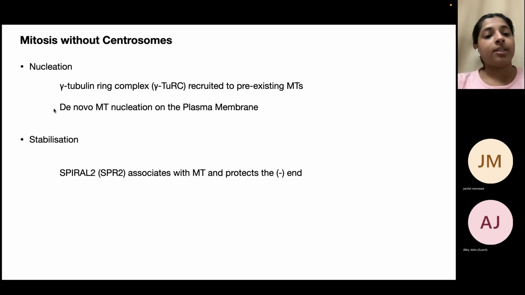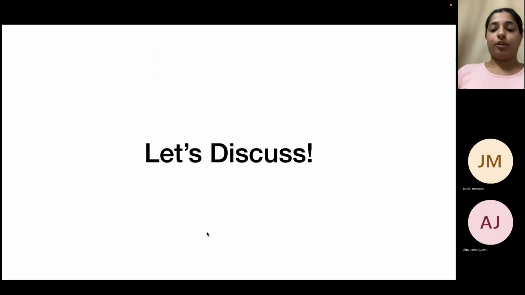The final function of the microtubule was the stabilization of the minus end. In plant cells, there are many proteins, and one such important protein is SPR2. These proteins associate with the minus end of the microtubules and protect it from degradation, and in turn give it its stability. So this is all I had to say this week.